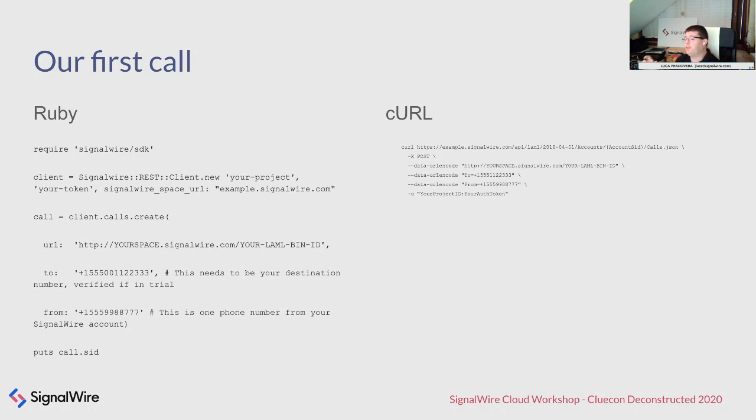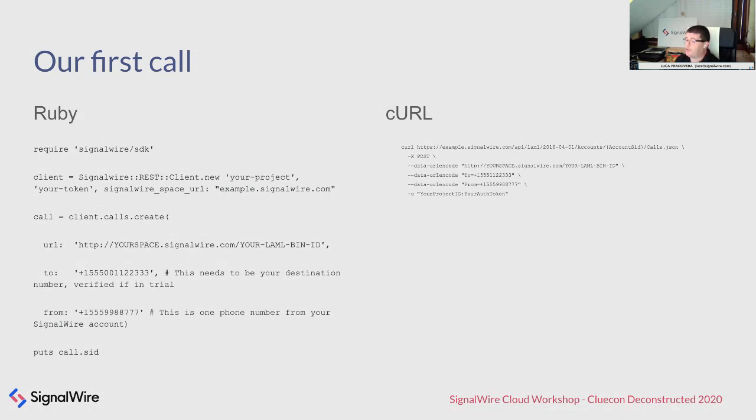To is the number that actually rings. That number just gets called and has to be verified if you are in trial. Otherwise, you can dial to any US number or international numbers if international is enabled on your account. And then from. What's interesting here is probably the from field. From field is the caller ID. Caller IDs are a bit special, and we'll touch on that in just a second.